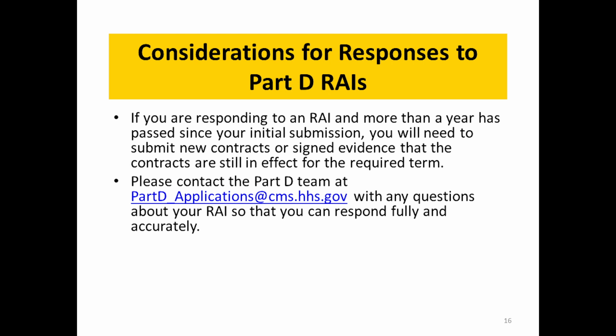Many of you will have to respond to Part D deficiencies identified in the RAI. If you are responding to an RAI more than a year after you first submitted the application, you must either submit new contracts or submit a letter or other document signed by the parties indicating that the contracts are still in effect for the required term. Please contact the Part D team at the address indicated with questions about the application or your RAI. This will help ensure that your application meets requirements.